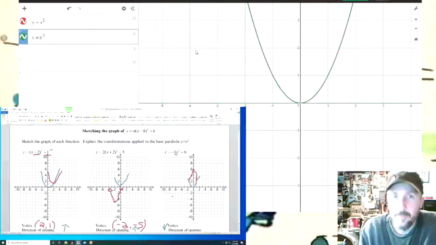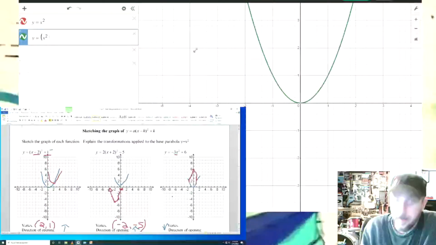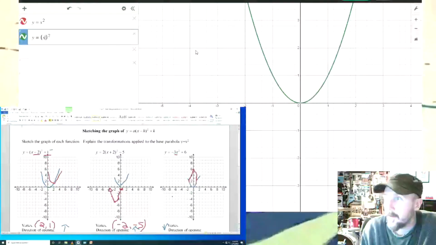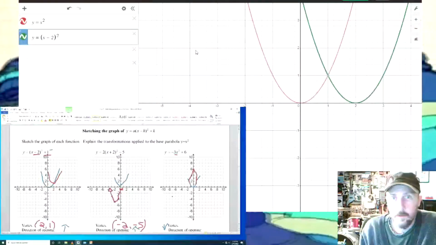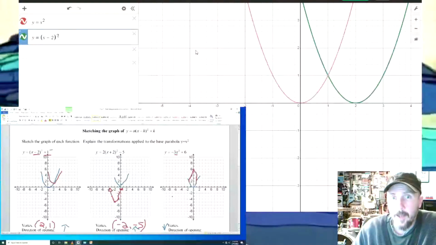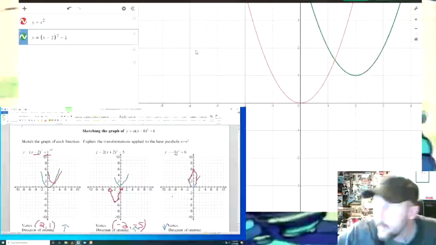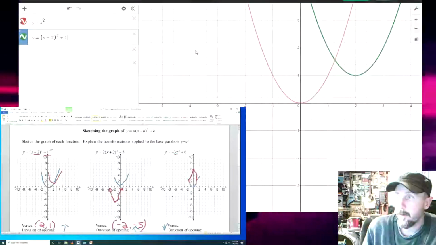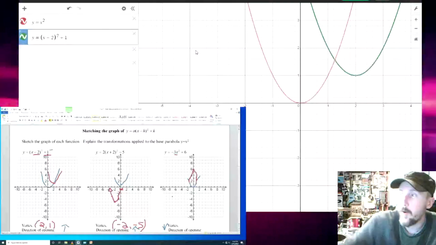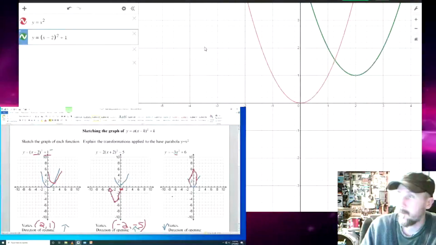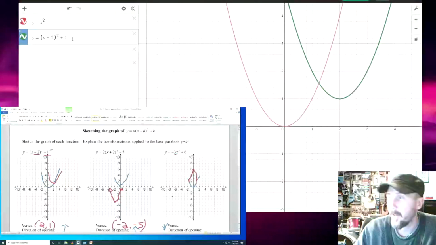But here we go. There's my y equals x squared. My next one, I've got some brackets here. I've got a -2, right? Moved it to the right. And then we've got a +1, up 1, boom. There we go, right there in our picture. Awesome, there's our first one. We should draw it more accurately, like how it's looking on Desmos here, but do as best as you can.